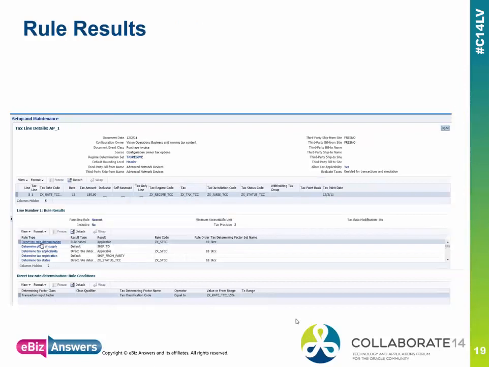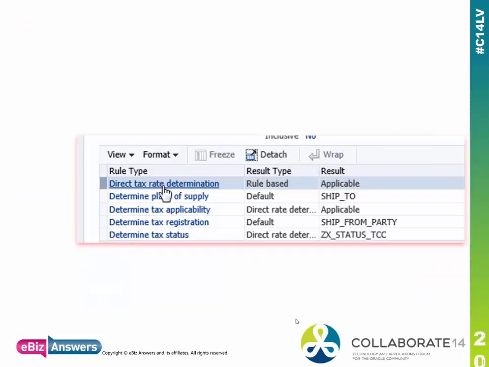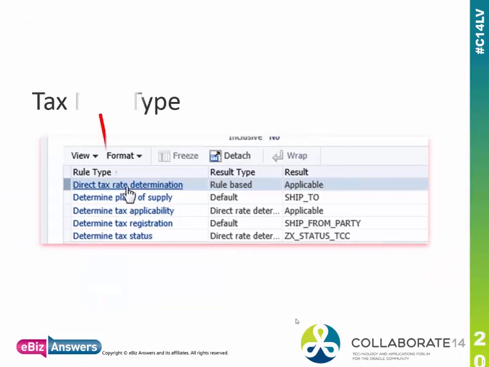We also get to see the whole rates to regime, the rules and the conditions that have been used. So here you can see, and those that are familiar with the tax, you've got the direct rate determination, place of supply where it's applicable, tax registration, tax status, and of course you'll have the rate, the recovery rate as well. But you can see, based on that rule type, i.e. direct rate tax rate determination, you get the result.